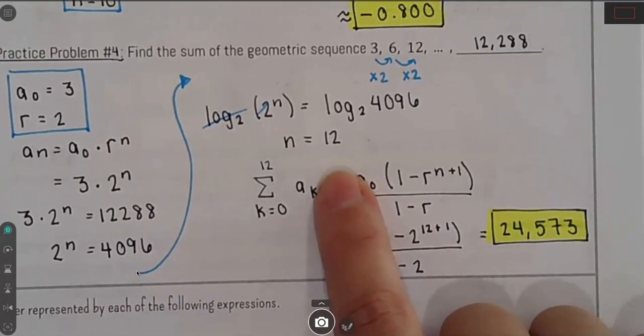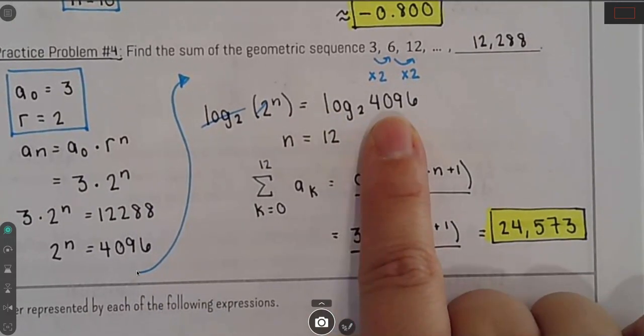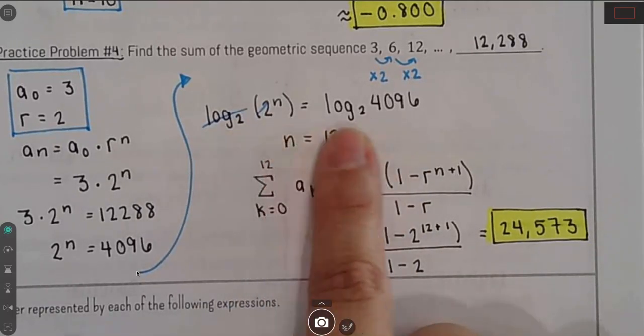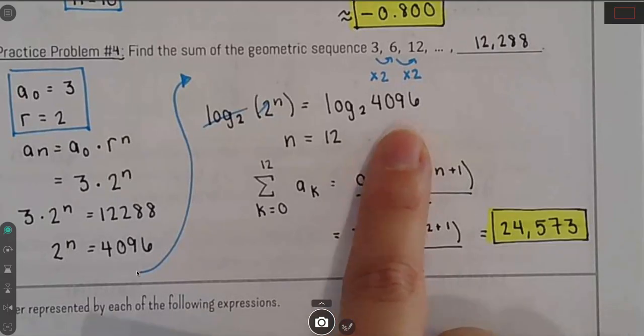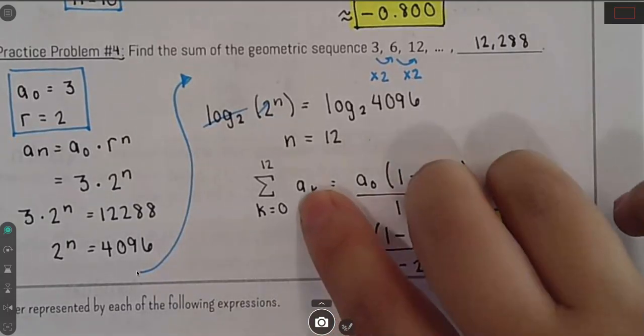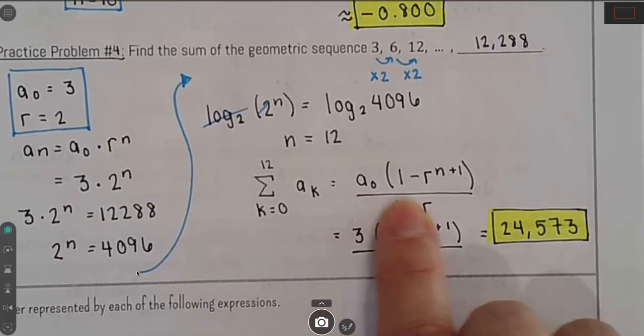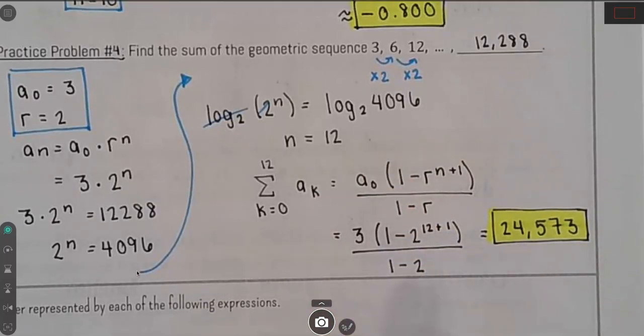4,096. Hopefully you guys remember logs from Algebra 2. In order to get rid of this 2, you need to take log sub 2 of both sides, and so n is going to equal 12. So now we know that this top number is 12. Plug everything in. A sub k equals this. Plug everything in, and we get 12,573.